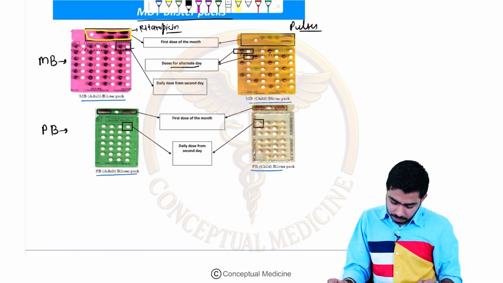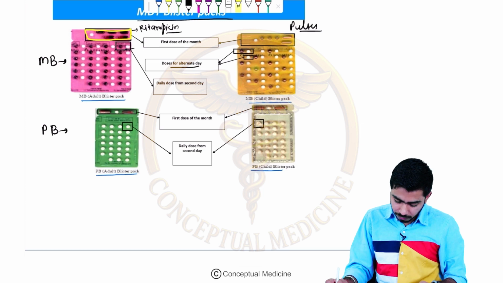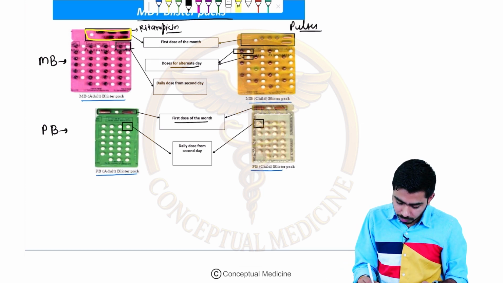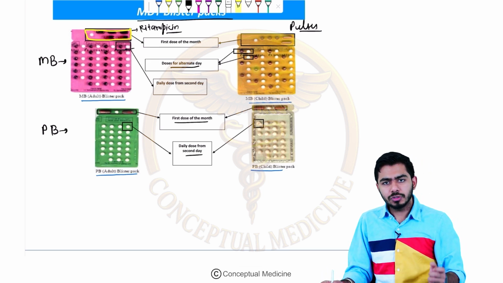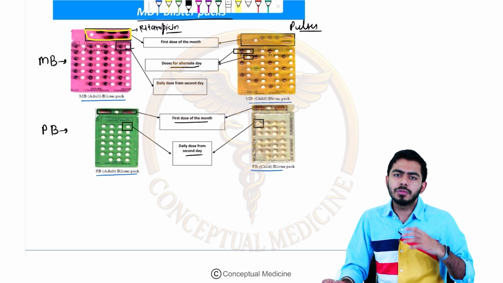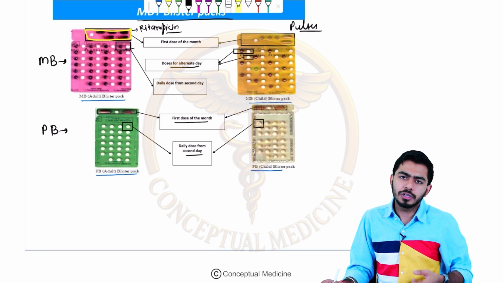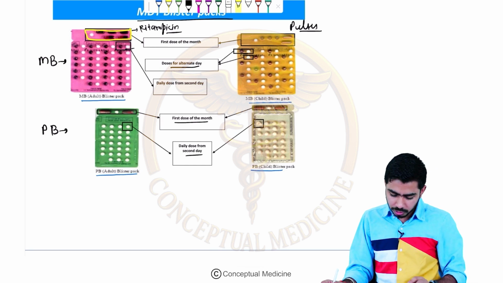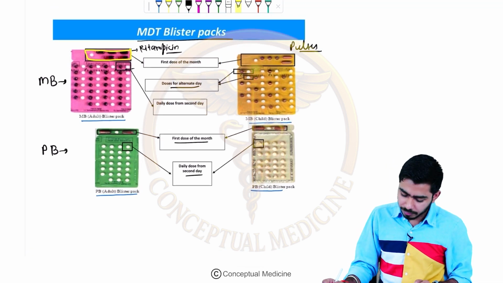As far as the paucibacillary is concerned, we have the first dose of the month and the daily second dose from the second day. So paucibacillary is quite easy compared to multibacillary, because in multibacillary we are using 3 drugs, while for paucibacillary we are using only 2 drugs. So that is about the MDT blister packs.